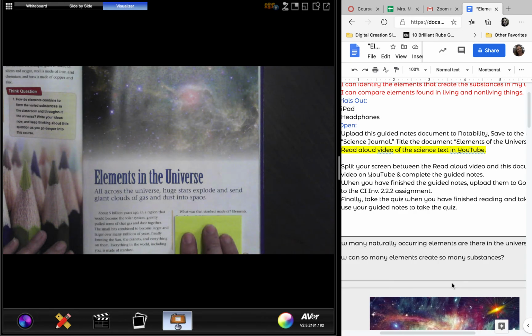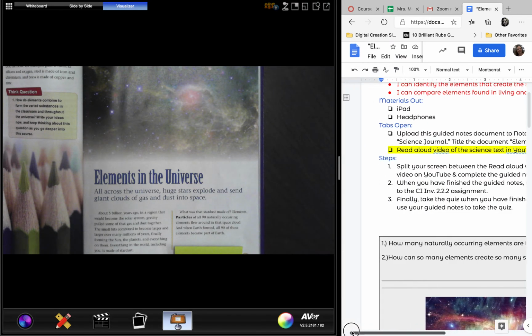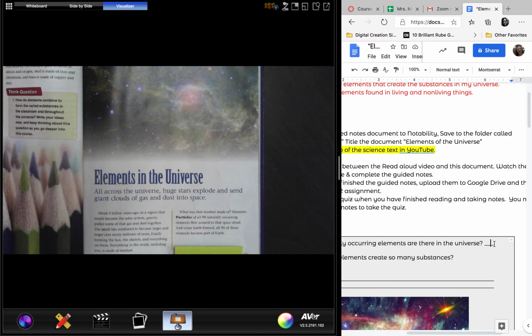What was the stardust made of? Elements. Particles of all 90 naturally occurring elements flew around in that space cloud, and when Earth formed, all 90 of those elements became part of Earth. So let's go back to our question. The first question is, how many naturally occurring elements are there in the universe? And we heard there were 90 naturally occurring.